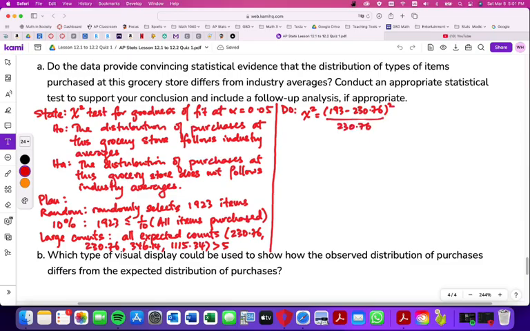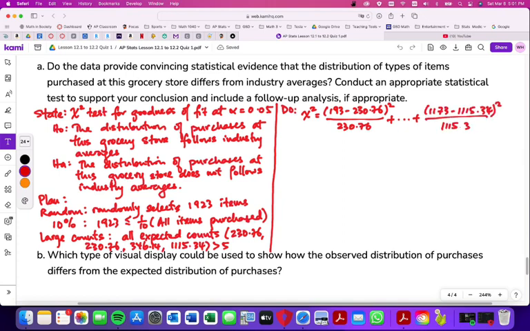The first one is 193, the observed count, minus the expected count of 230.76, squared, divided by 230.76. Now here, you do not need to write all of it. You can just write plus dot dot dot plus and then write the last one.